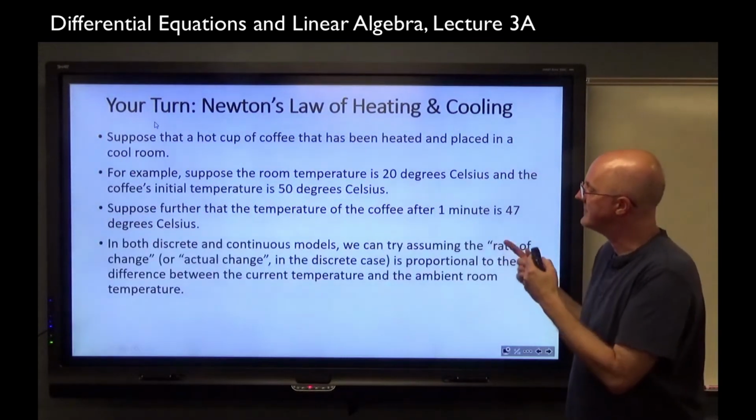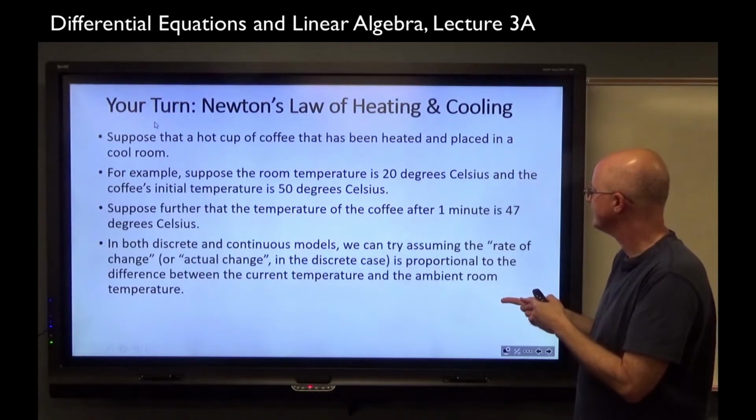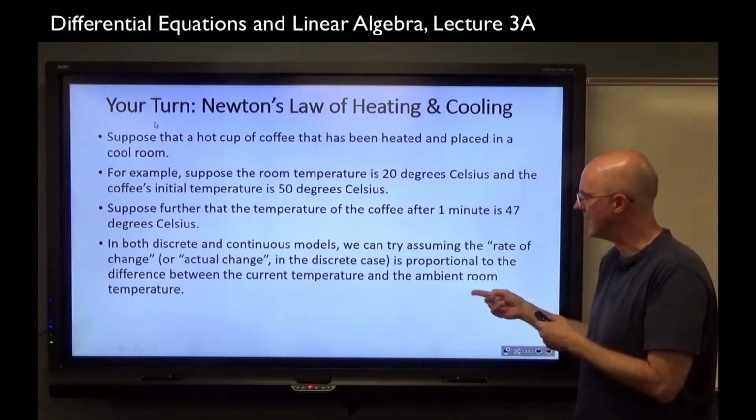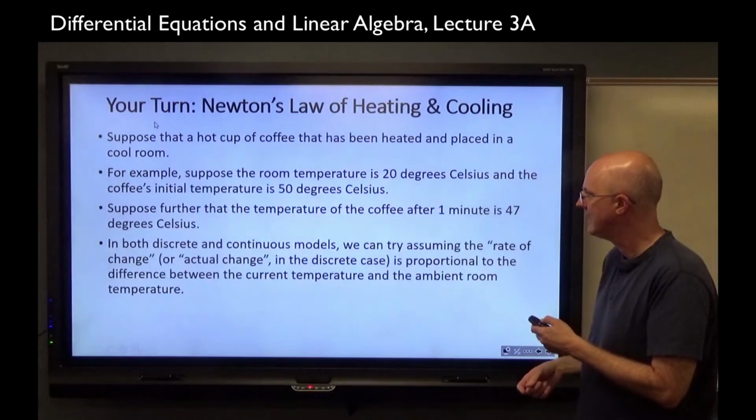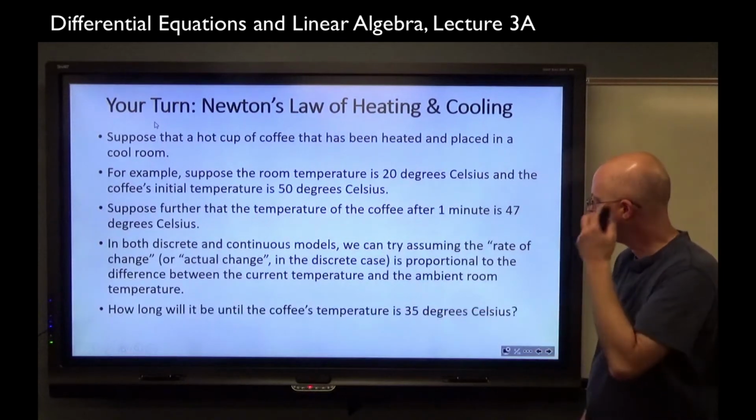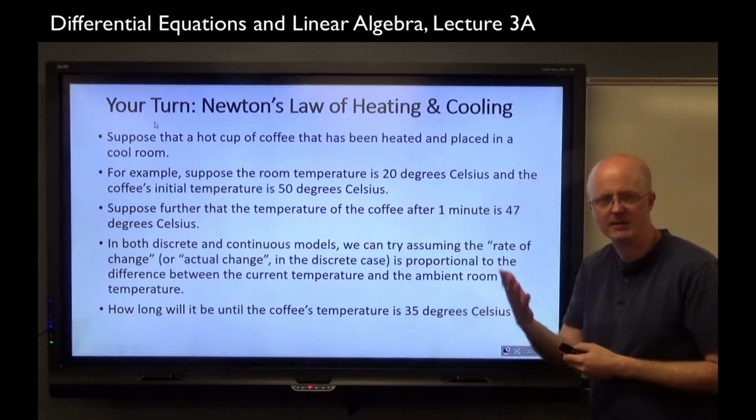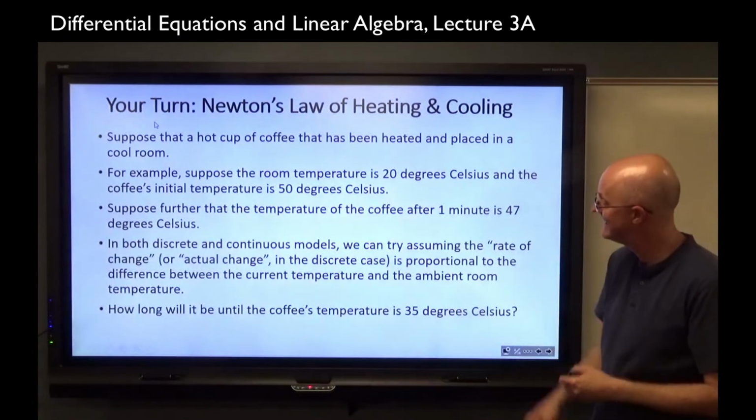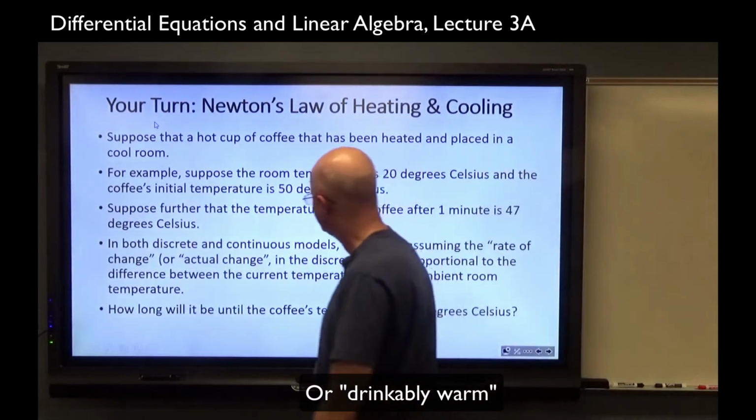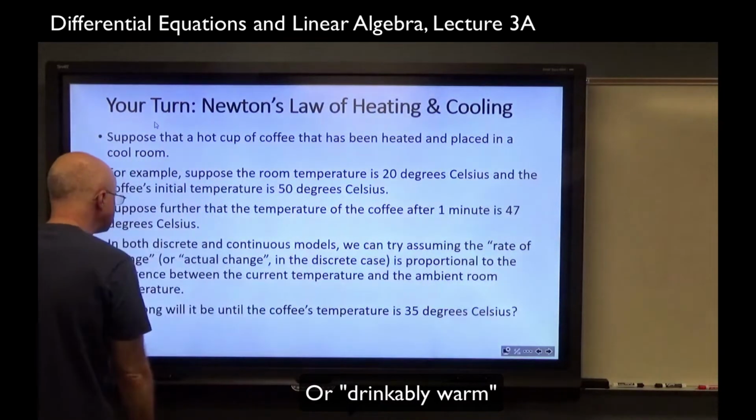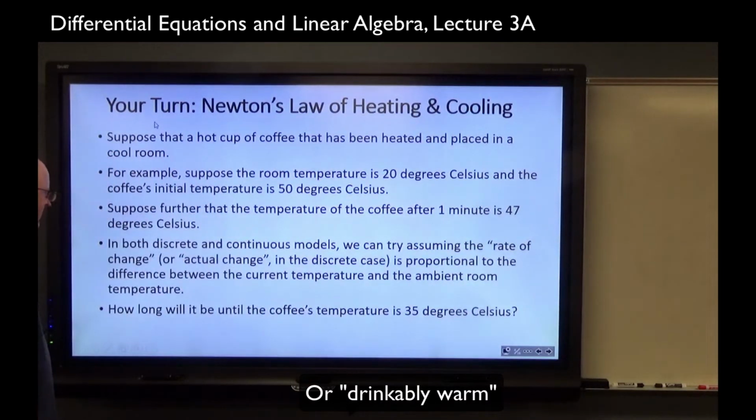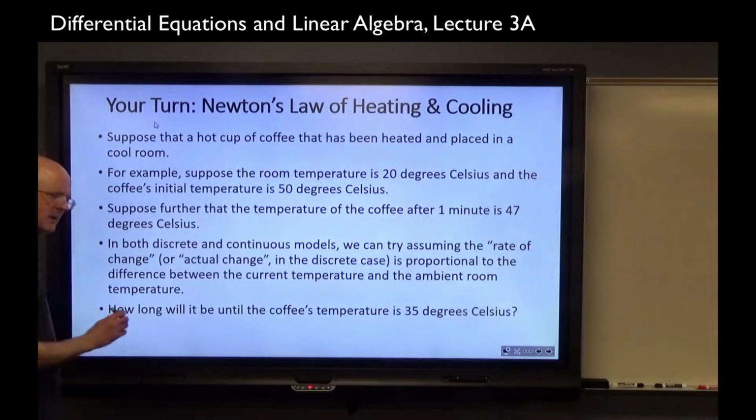We are going to come up with discrete and continuous models based on some assumptions that I'll talk about in a second, and ultimately try to find how long we need to wait until the coffee's temperature is 35 degrees Celsius, which I'm going to say is drinkably hot. This is not going to be easy. Let's talk about the assumptions, and then I'll give you some hints.